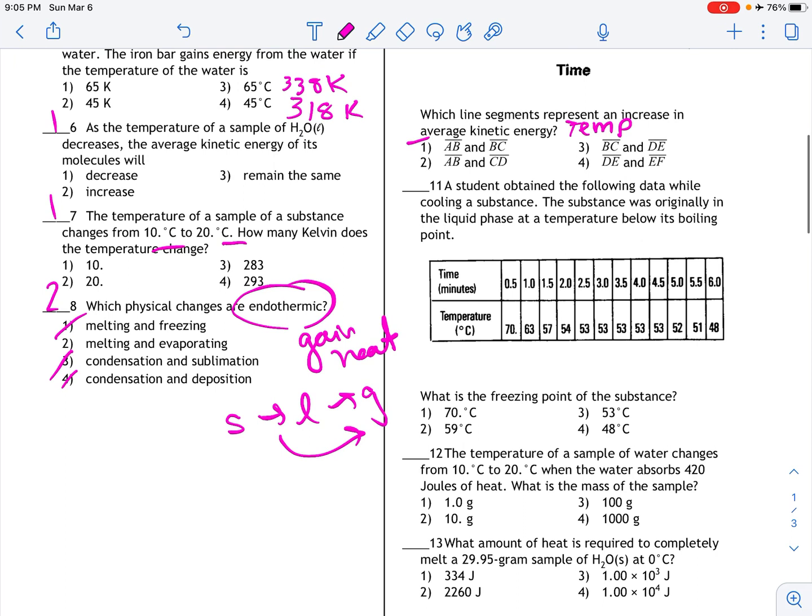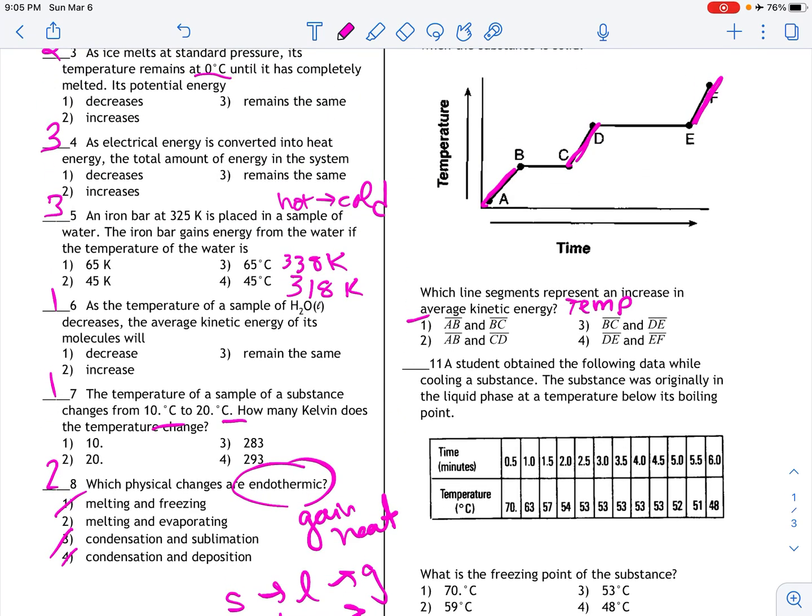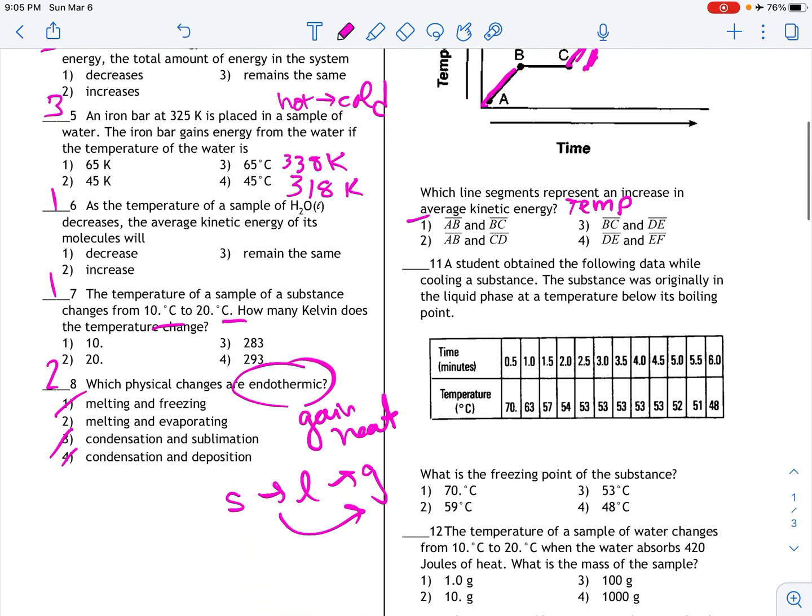A student obtained the following data while cooling a substance. The substance was originally in the liquid phase below the boiling point. So if we're going to look back here, it's liquid, like C to D. So let's take a look. So 70, 63, 57, 53 for a bunch, and then down. So seeing as we flatlined on 53, that's our answer.